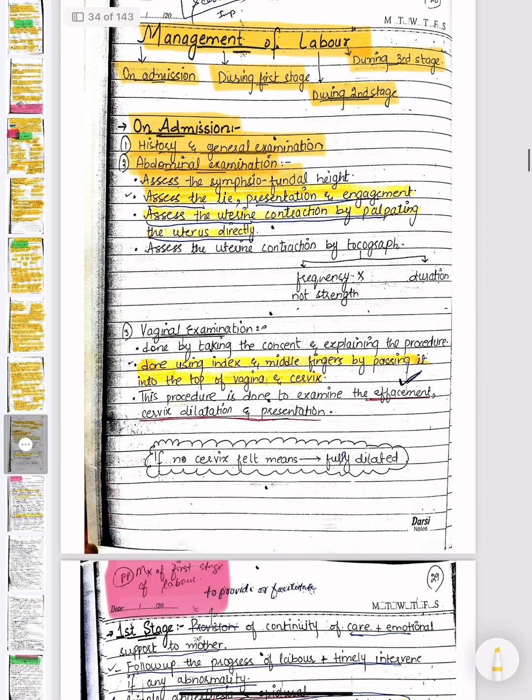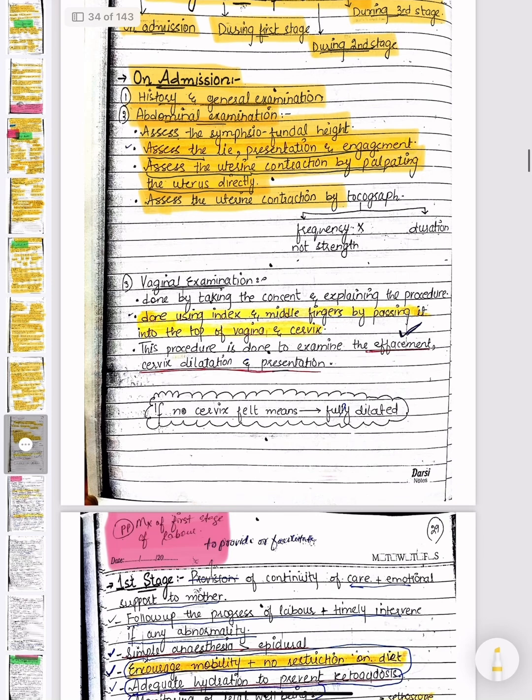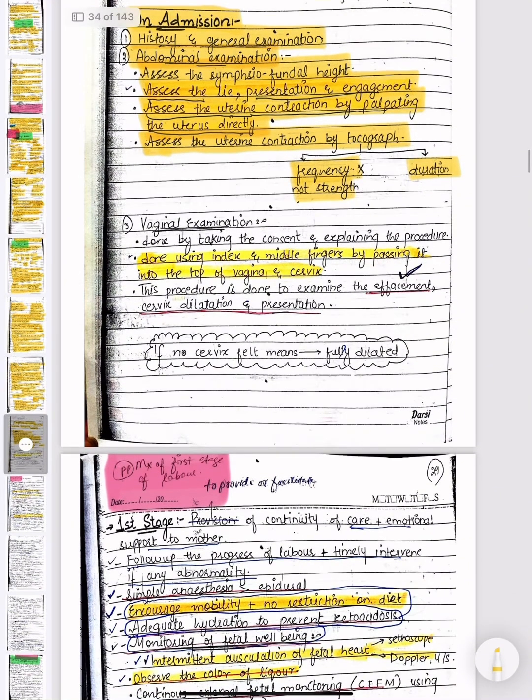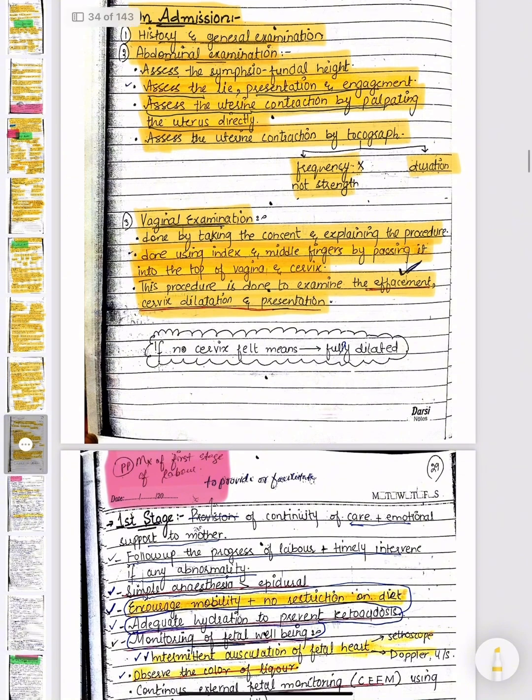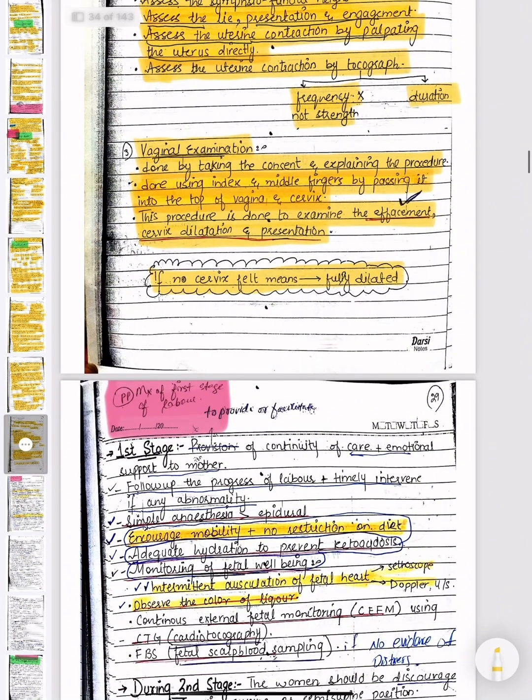Then assess the symphysiofundal height, then assess the lie, the presentation and engagement, then assess the uterine contractions by palpating the uterus directly, and by tocograph, for frequency and duration. Then vaginal examination is done after taking consent and explaining the procedure. It is done using the index and middle fingers, passing them into the vagina to the cervix. This procedure is done to examine the effacement, the cervix, the dilatation, and the presentation. If no cervix is felt, it means it is fully dilated.